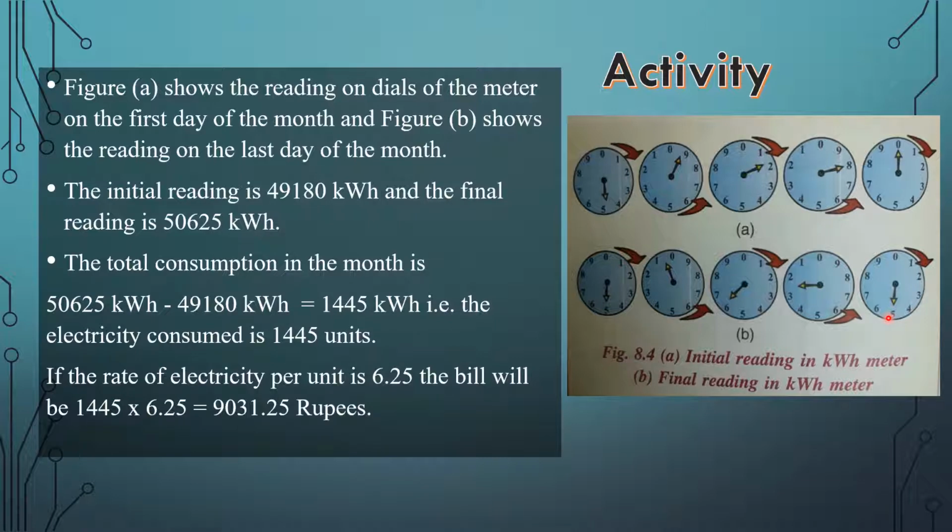50,625 kilowatt hour. So the total consumption in the month can be calculated by subtracting both the readings, which comes out to be 1445 kilowatt hour. That is, the electricity consumed is 1445 units. And if the rate of electricity per unit is 6.25, then the bill will be 1445 units multiplied by 6.25, which comes to 9,031.25 rupees.